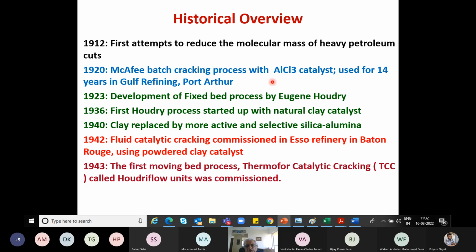to crack these heavier molecules, and this technology continued to be used for almost 14 years in the Gulf refining, a company in Port Arthur in the US.